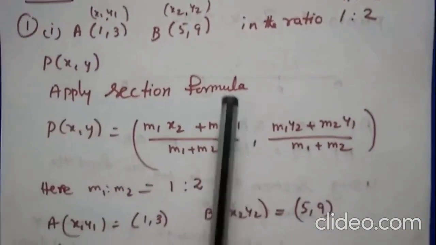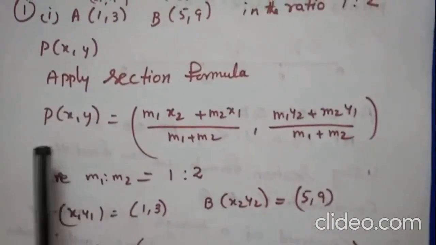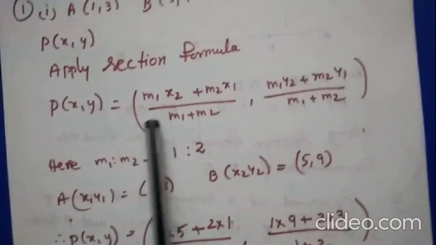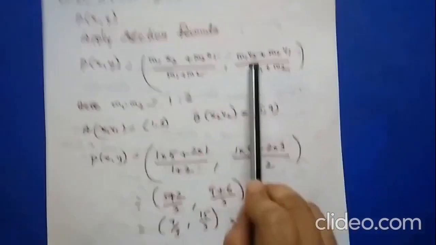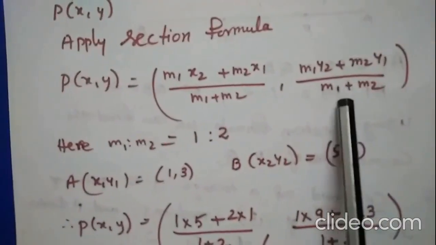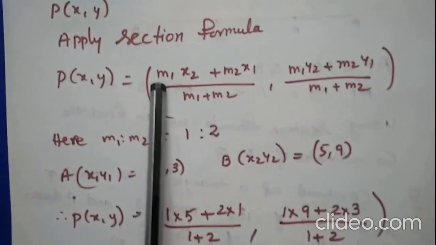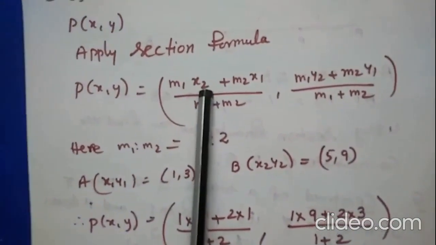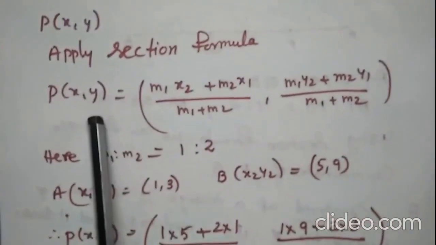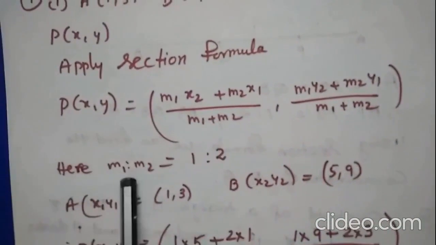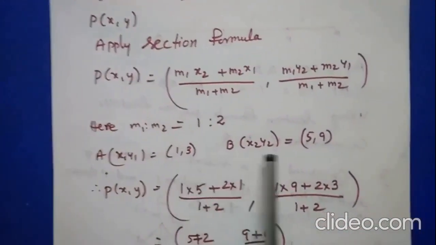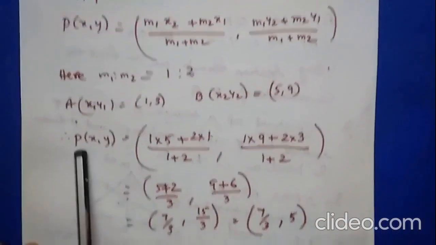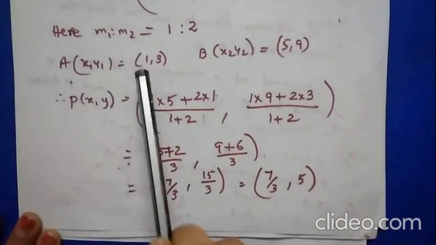Always write the formula. What is the section formula? P(x, y) is equal to (m1 x2 plus m2 x1) by (m1 plus m2), (m1 y2 plus m2 y1) by (m1 plus m2). See, first ratio, the coordinate of the second one. Second ratio, coordinate of the first one. Here m1 ratio m2 is 1:2, and this is x1 y1, this is x2 y2.